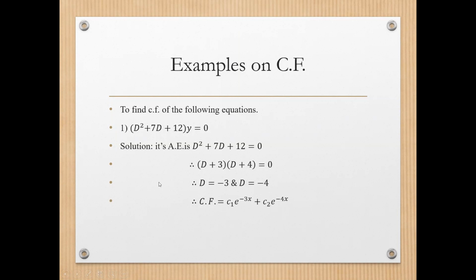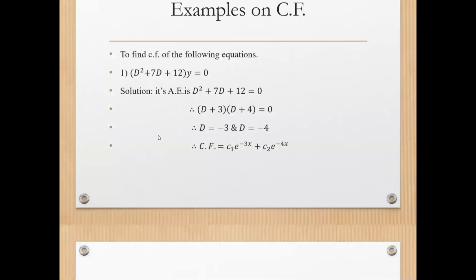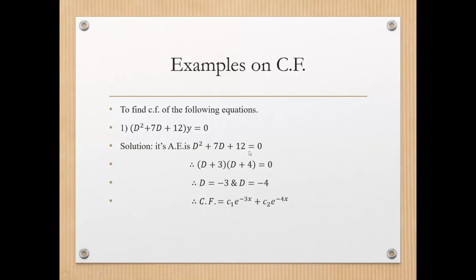See here once again what we do. First, we take its auxiliary equation. The auxiliary equation is f of d is equal to 0, where f of d is nothing but a polynomial in d, and that polynomial is d square plus 7d plus 12 is equal to 0. This can be written like this: d plus 3 into d plus 4 is equal to 0. We get the roots as minus 3 and minus 4. Both the roots are real and distinct.